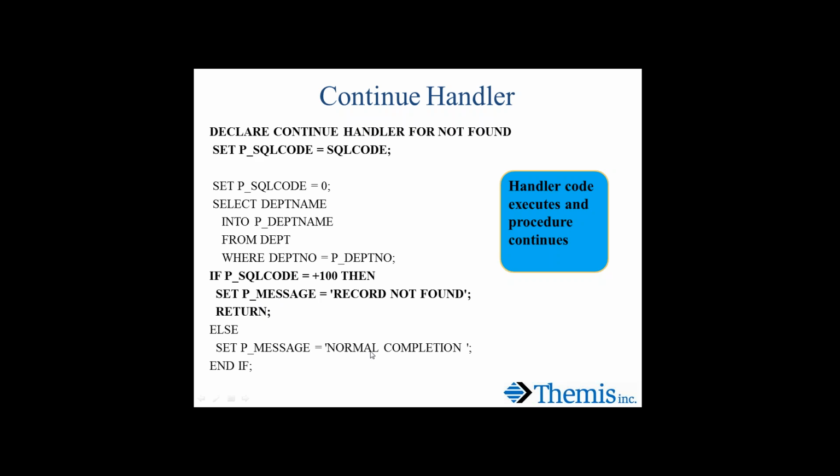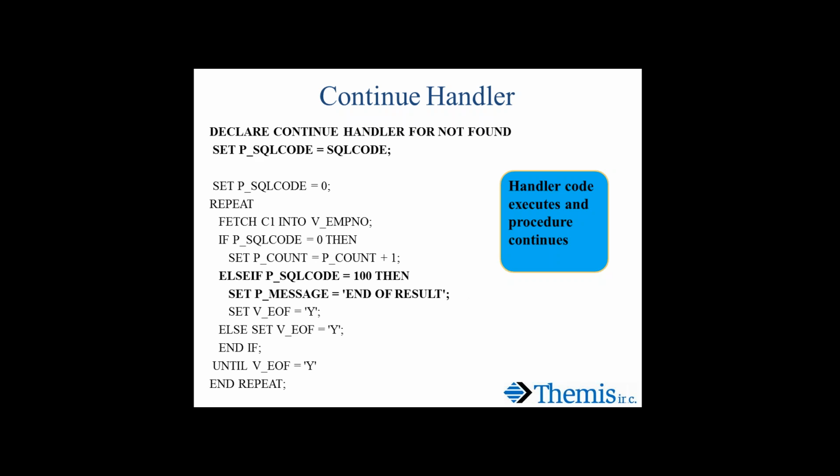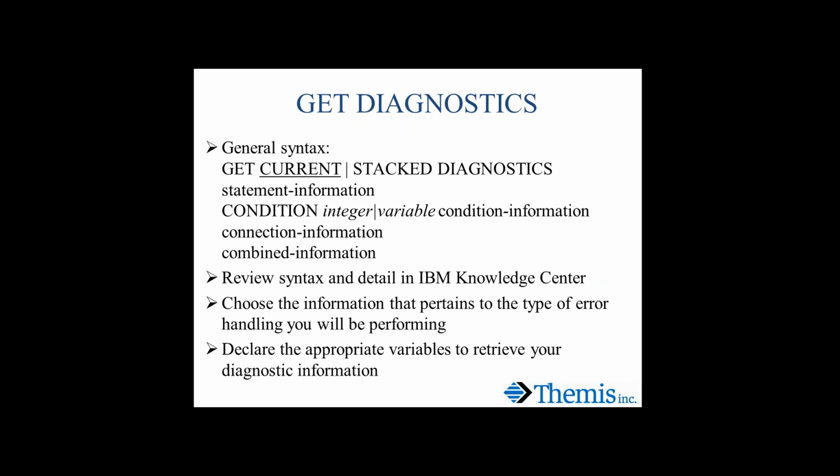Okay, and then we can also use things like normal completion and then continue. We can also do additional processing with our continue handler. You can use it for your loops to check for end of results, check your code, and process. But it is a good idea to set your handlers and move your areas so you have a common way of always coding for the conditions that arise.